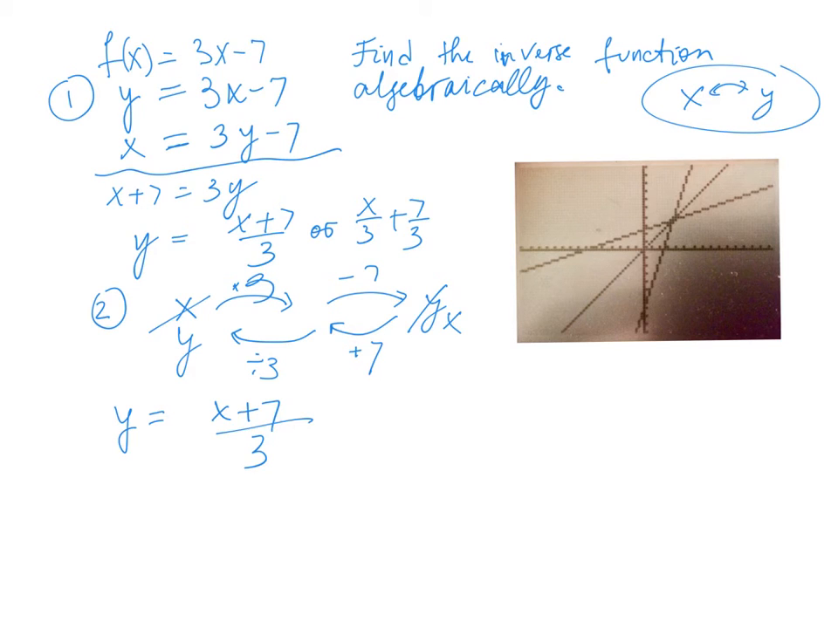Look at the screen of a graphing calculator. This is a really easy way to check if your algebraic work is correct. So the original function y equals 3x minus 7 is this. My wannabe inverse function is this. And I also draw the line y equals x as my line of symmetry, so it's easier to see what happens.